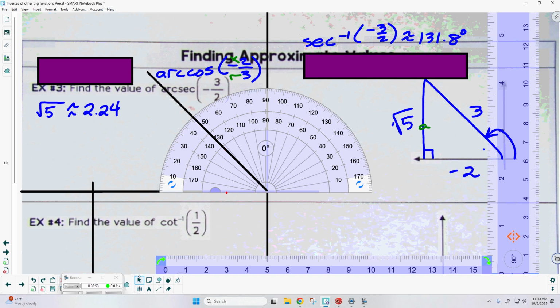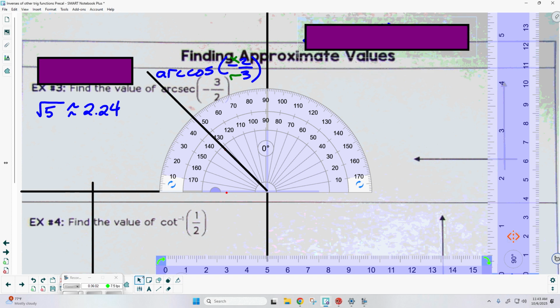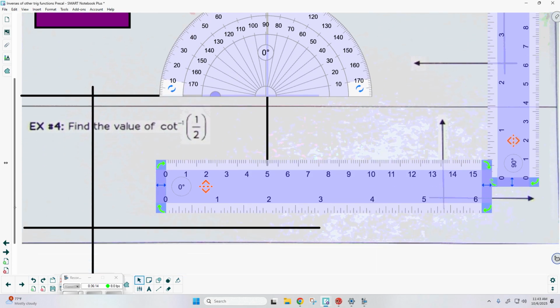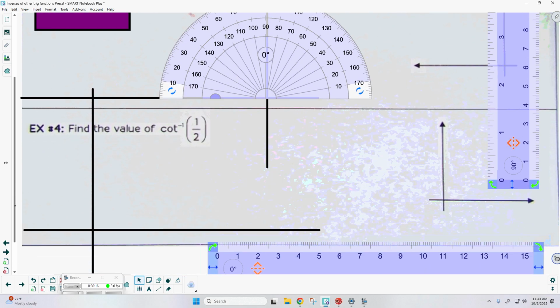All right, well, let's go ahead and try this last one here. Cotangent inverse of 1/2. This will be our last problem for today. Let me go ahead and get this all set up again. Okay. All right. So how about we have somebody come on up here and help me out with this one as well.